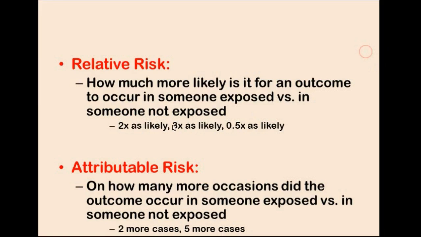Relative risk is how much more likely it is for an outcome to occur in someone exposed versus in someone not exposed. Remember, in a cohort study, you have a bunch of people with a certain exposure and a bunch of people who are not exposed to that exposure. And you monitor both of them to see how many in each of the groups develop a certain disease or outcome. For example, if you take a bunch of people who smoke and a bunch of people who don't smoke and you follow them over time to see which ones of them develop lung cancer.